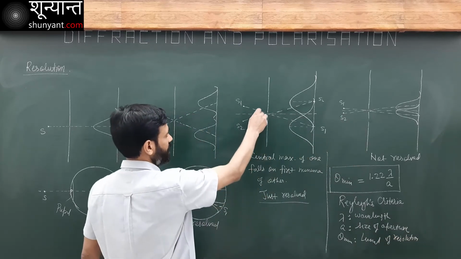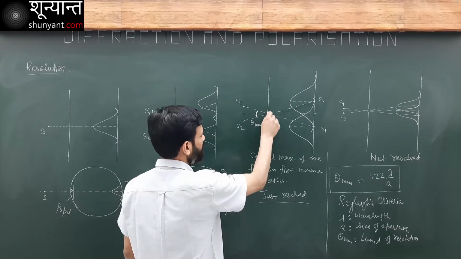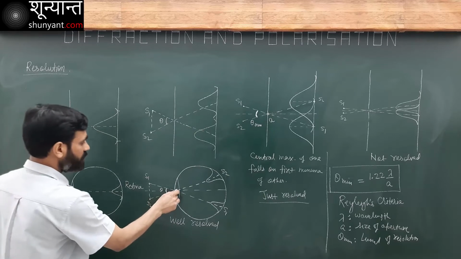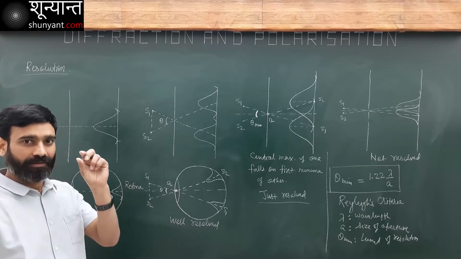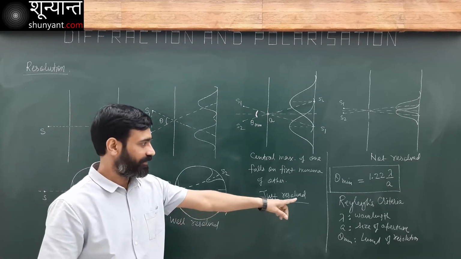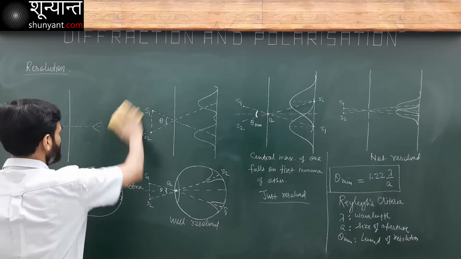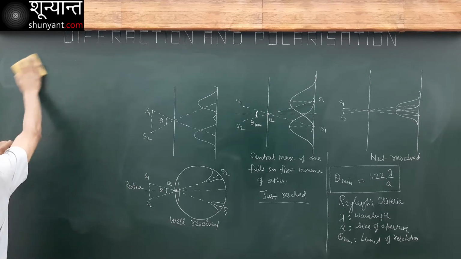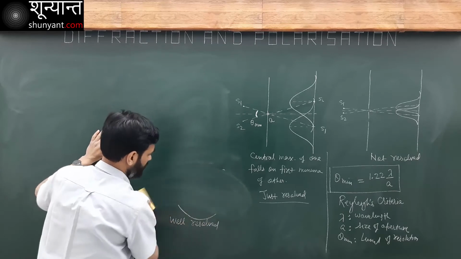What is A? A is the size of the opening here. For example, in the case of our eyes, this opening becomes A: the size of our pupil. The diameter of our pupil becomes the aperture size. Whatever the instrument, if I have a lens, it will become the diameter of the lens.